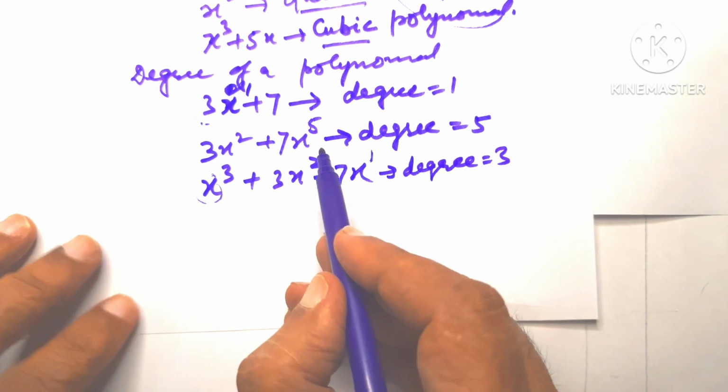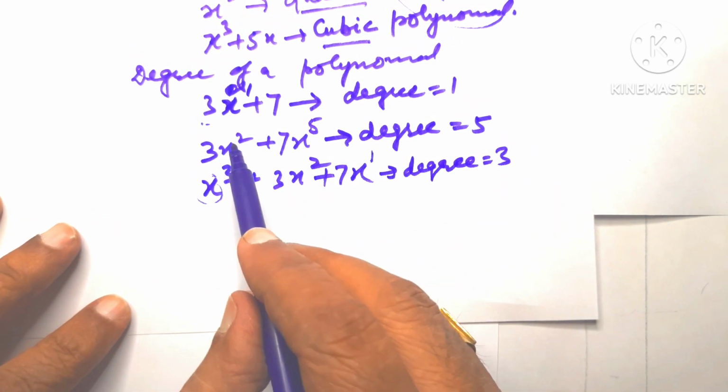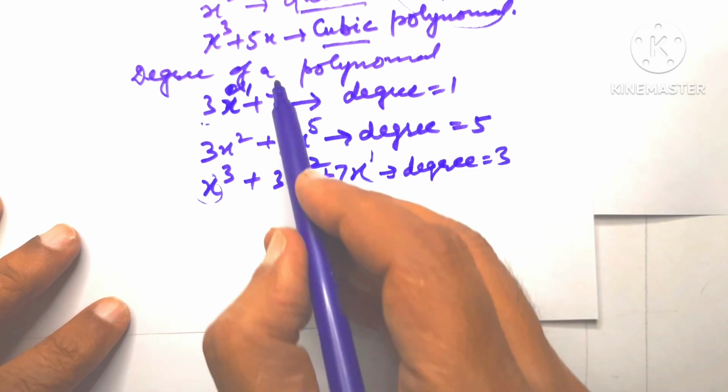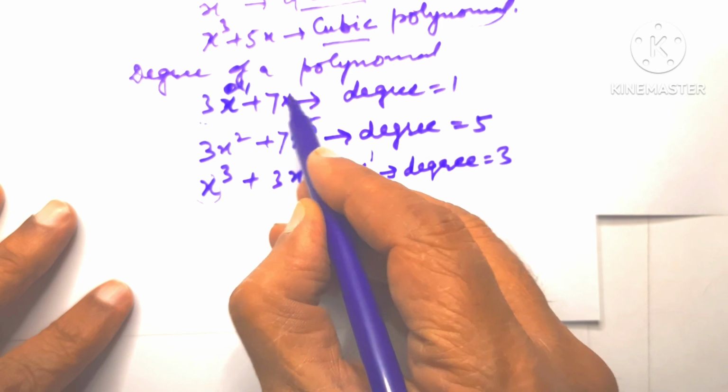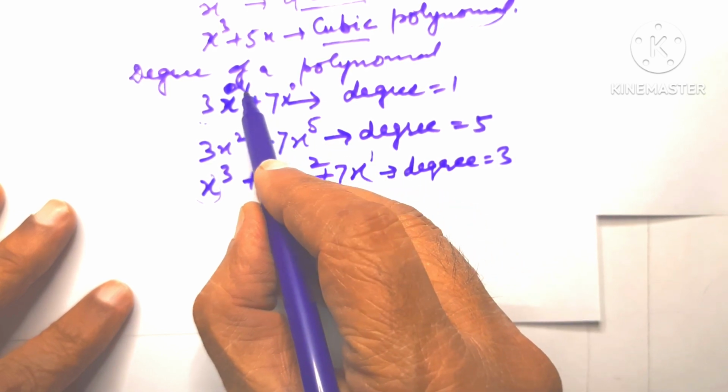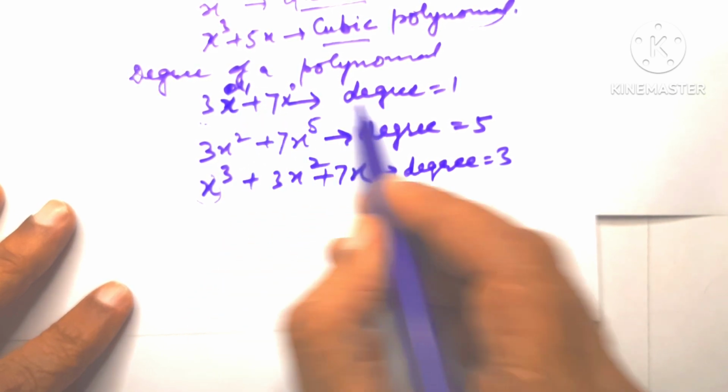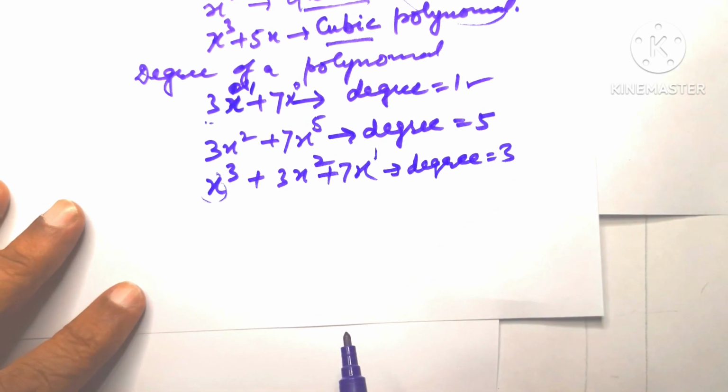Here also we have counted the maximum power. This is 5, this is 2. So degree is 5. Here also we have counted the maximum power, because 7 can be written as 7x to the power 0, so the powers are 0 and 1. Maximum out of 0, 1 is 1. So this is the degree.